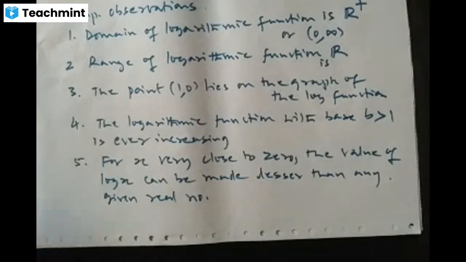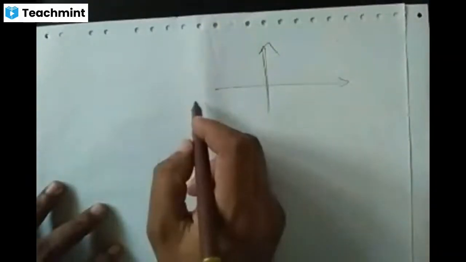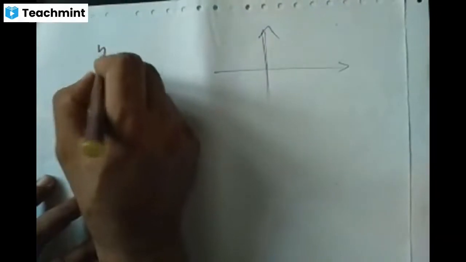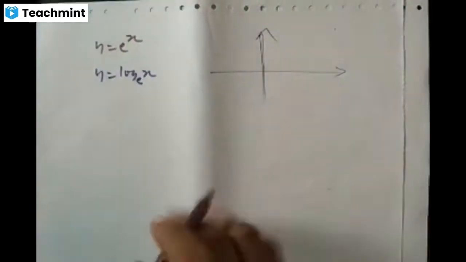We shall draw one more graph, okay? So we shall draw one more graph now. I'll take two functions, one is exponential, another one is logarithmic function. I'll take y is equal to e power x. Y is equal to e power x is the natural exponential function. Next, I'll take the natural logarithmic function, so y is equal to log x to the base e, okay? So now we shall draw the graph of these two functions.